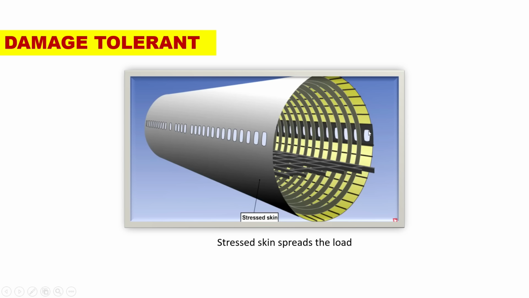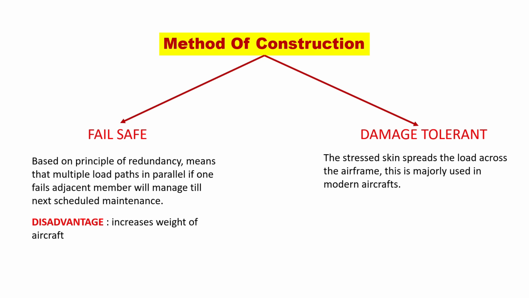The damage tolerant design is such that the stressed skin, this outer covering that you're seeing, is spreading the load across the structure. So it will be damage tolerant. It won't get damaged at all, this is what they mean. Just write down the definitions, very important. You should understand what is fail safe and what is damage tolerant. In damage tolerant, the stressed skin spreads the load across the airframe, and the majority of modern aircraft use it.